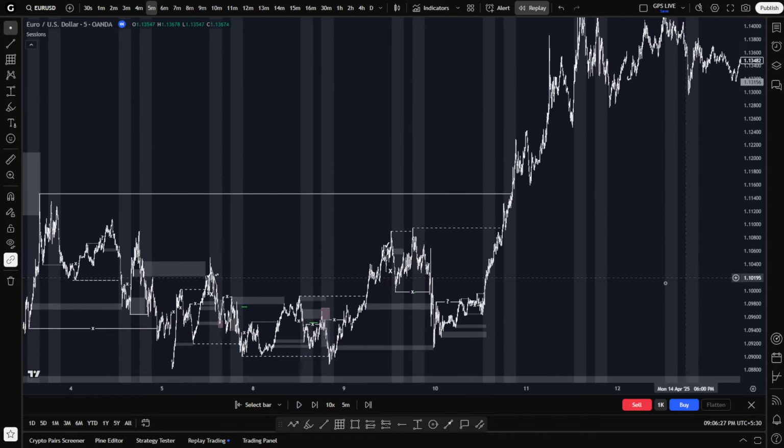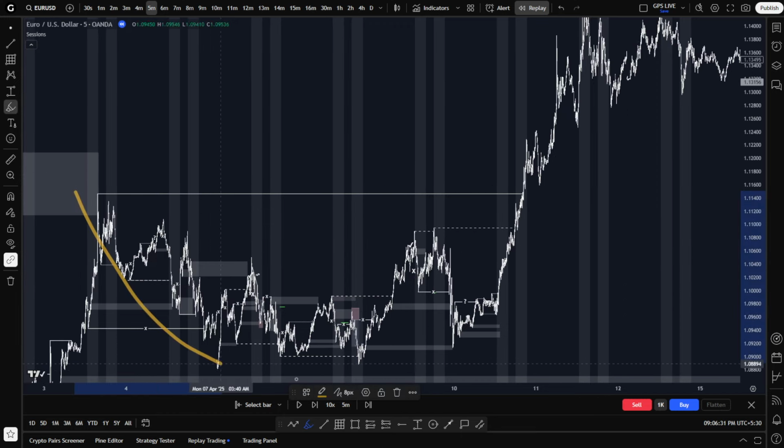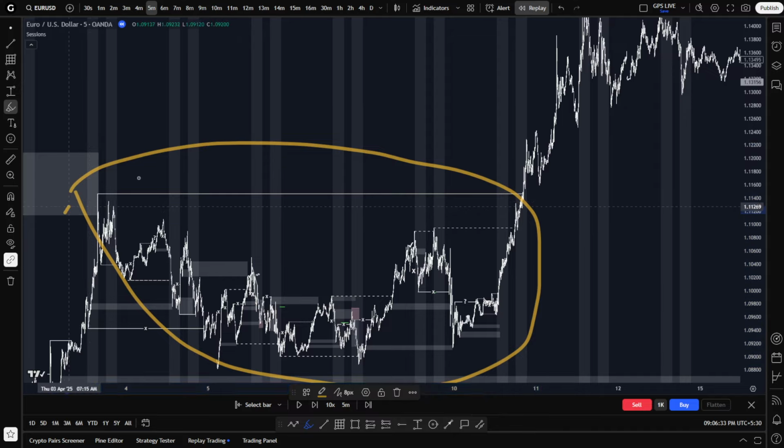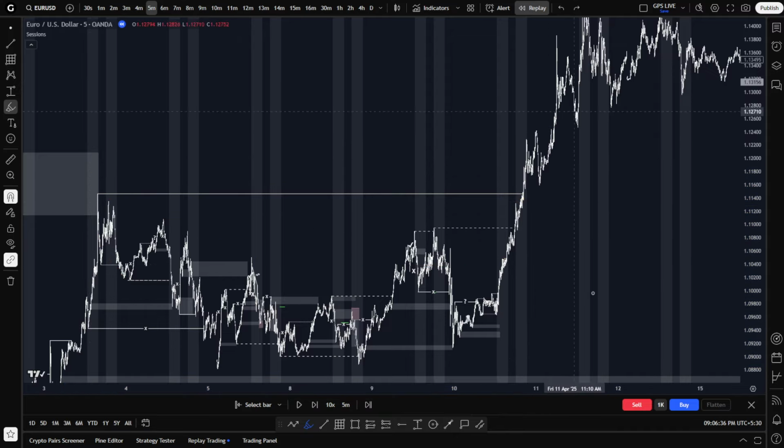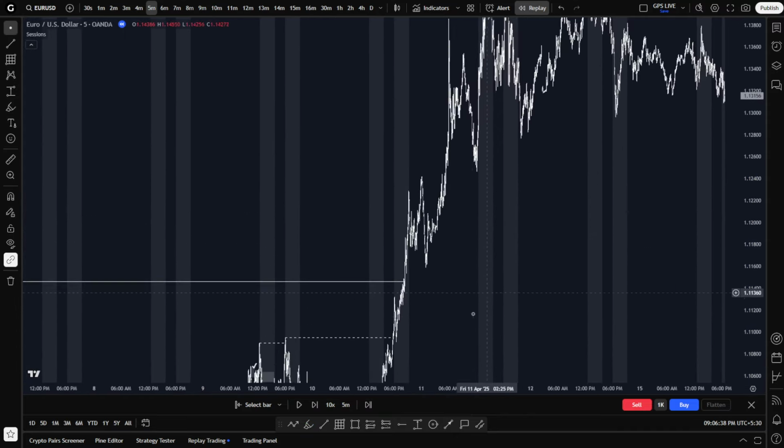So the first thing we should always look for is the primary structure. This is the primary structure, this big pullback and the big BOS right here. This is the primary structure, and we can start from here.